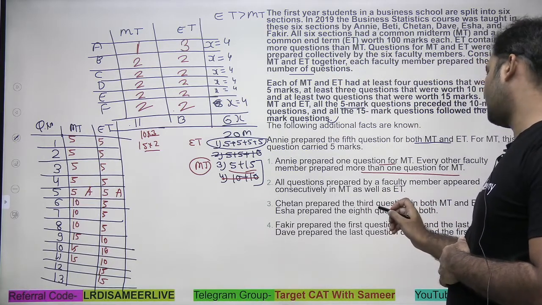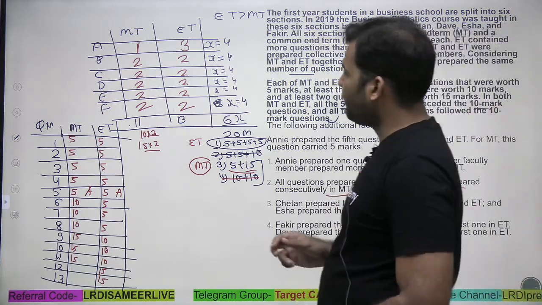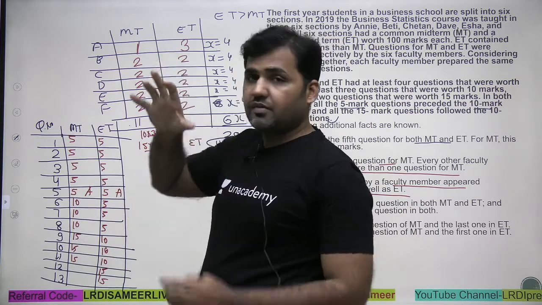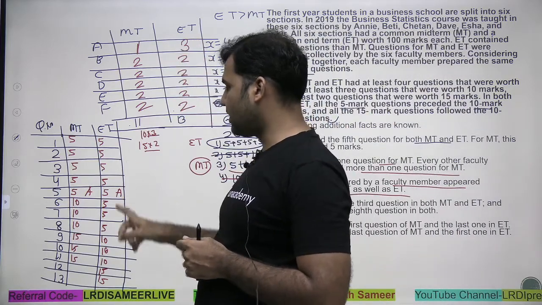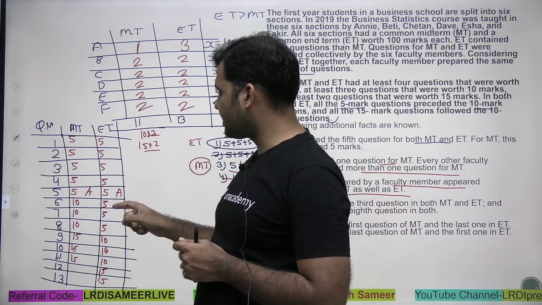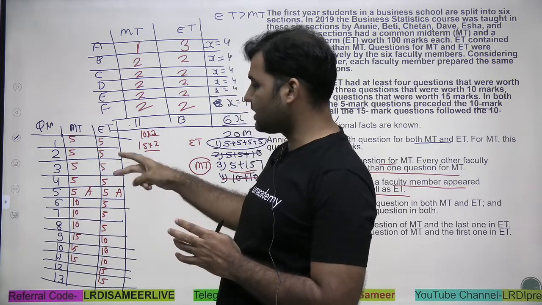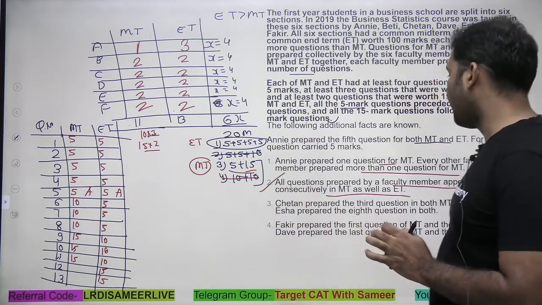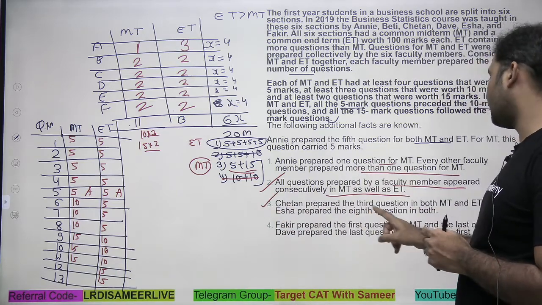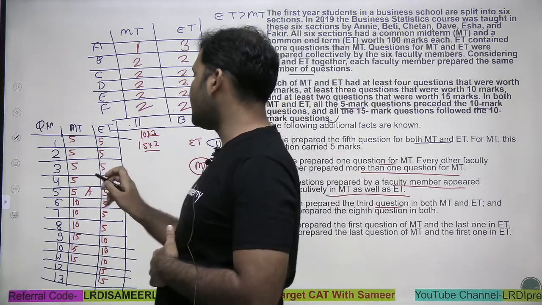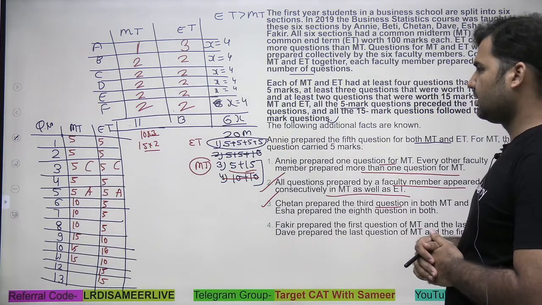Now, all the questions prepared by a faculty member appeared consecutively in MT as well as ET. So if Annie is preparing 3 questions in ET, all those 3 questions have to be consecutive. Those can be 5, 6, 7 or 4, 5, 6 or even 3, 4, 5, right? But we do not know which 3 consecutive values we need to take, but the point here is that every faculty member is preparing the questions consecutively. The third statement says Chetan prepared the 3rd question in both MT and ET. The 3rd question of MT and ET both is prepared by Chetan.